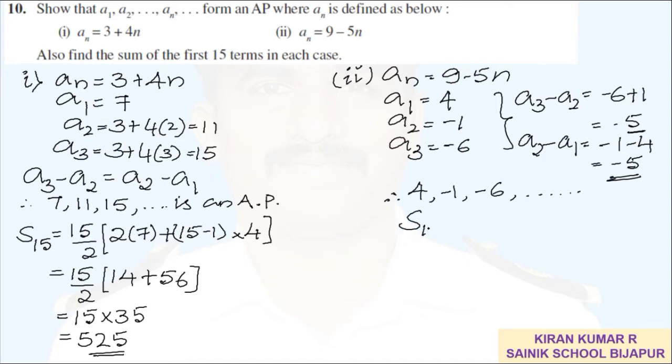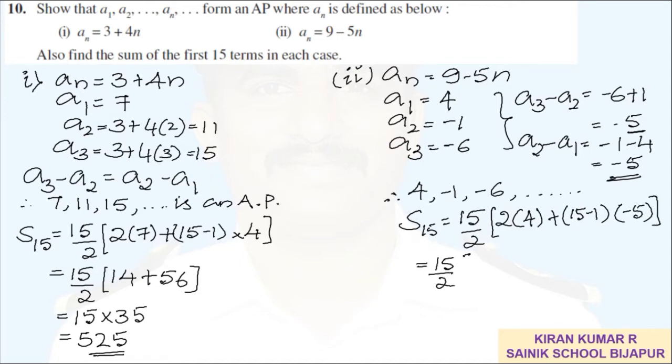So the sum of 15 terms in this case will be 15 by 2 multiplied by 2a, 2 times 4, plus n minus 1, which is 15 minus 1, into d. d is negative 5. You should be very careful while dealing with the negative signs. This will be 8 minus. Now minus multiplied by a positive number becomes negative. 75, minus of minus is plus 5.